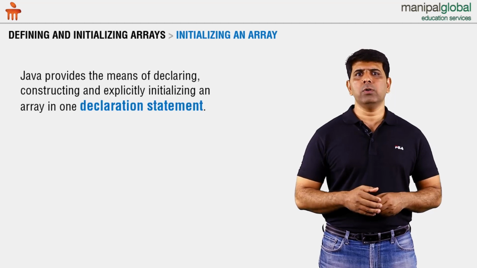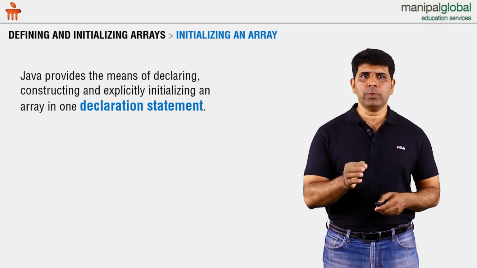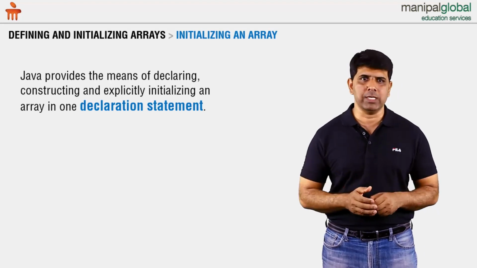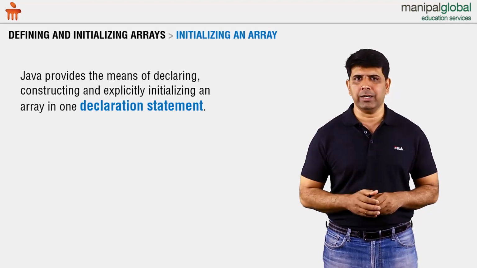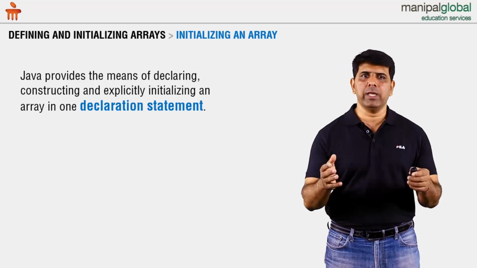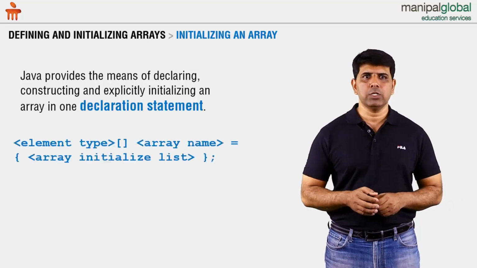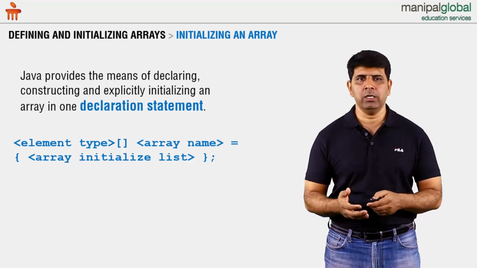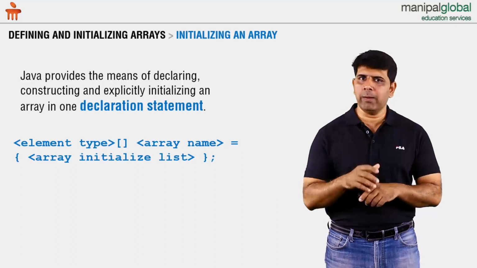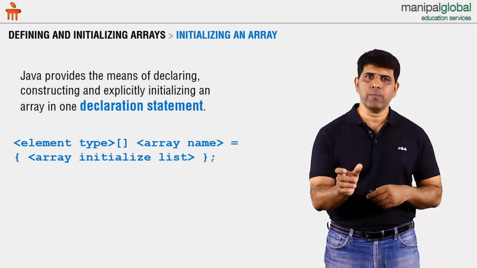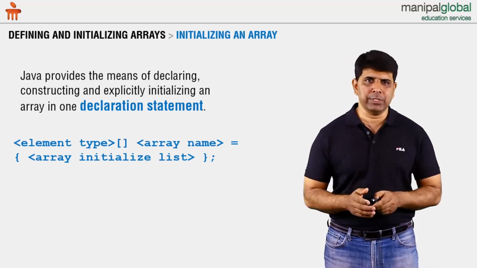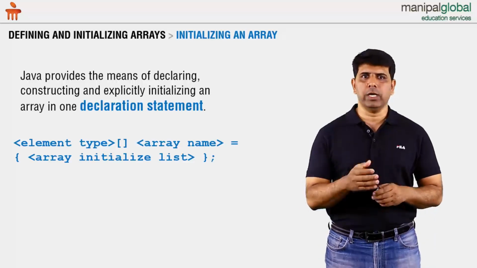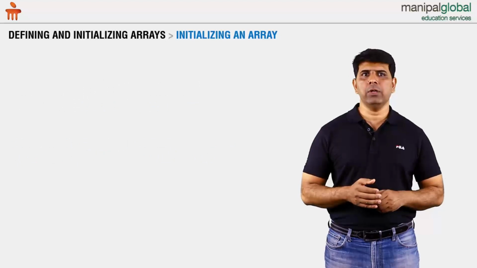So let's see how we can initialize. Java provides the means of declaring, constructing and explicitly initializing an array in one declaration statement. That means you declare a variable and initialize it. So we have here the element type, something like int or employee or string, followed by a pair of square brackets and array name. You can interchange the array name and the square brackets here, and then you say equals to, and in curly brackets, you can initialize that.